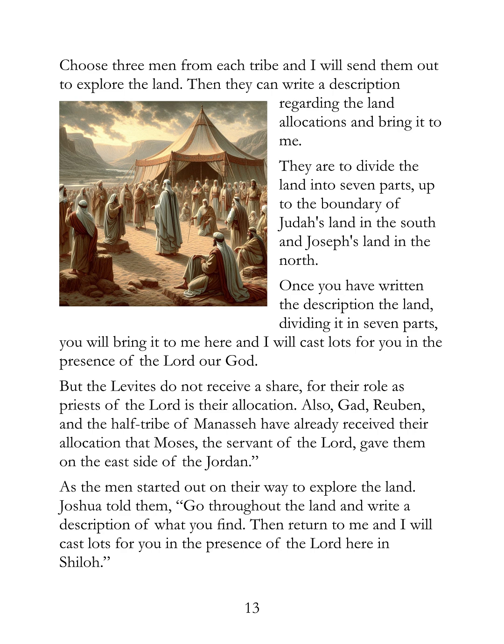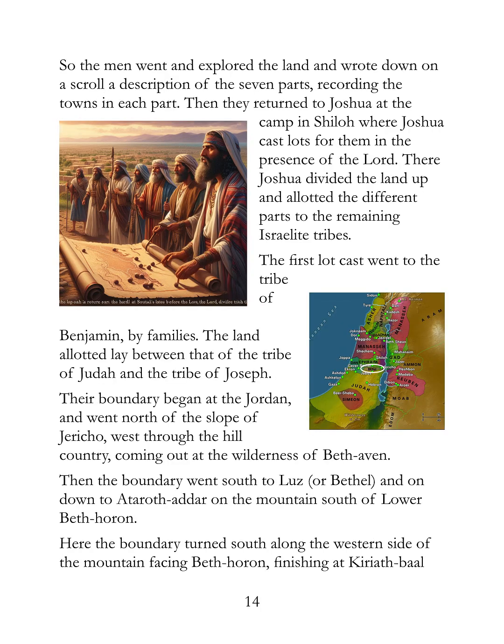As the men started out on their way to explore the land, Joshua told them, "Go throughout the land and write a description of what you find. Then return to me, and I will cast lots for you in the presence of the Lord here in Shiloh." So the men went and explored the land and wrote down on a scroll a description of the 7 parts, recording the towns in each part. Then they returned to Joshua at the camp in Shiloh, where Joshua cast lots for them in the presence of the Lord. There Joshua divided the land up and allotted the different parts to the remaining Israelite tribes.